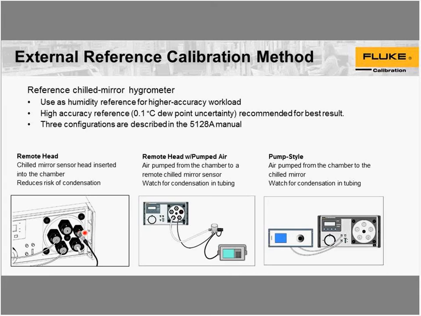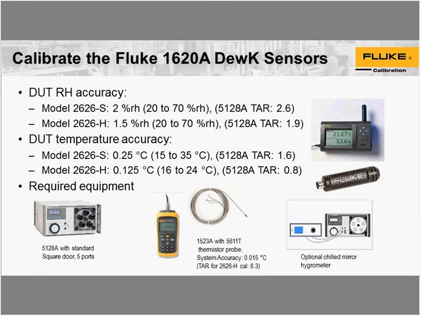And a system for calibrating the dew point sensor with associated test accuracy ratios. Notice on the temperature side, the test accuracy ratio of the chamber by itself is not quite good enough, so we recommend for the temperature side that, to get a better TAR, you use a reference thermometer like this, like a 1523 handheld thermistor probe.